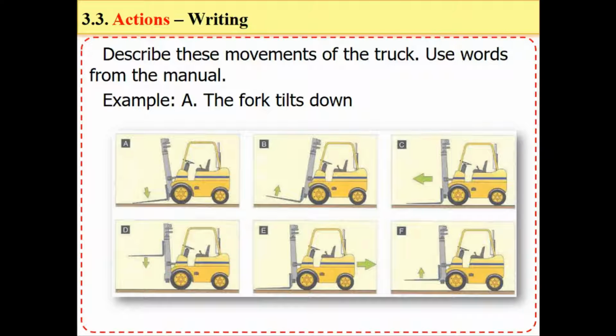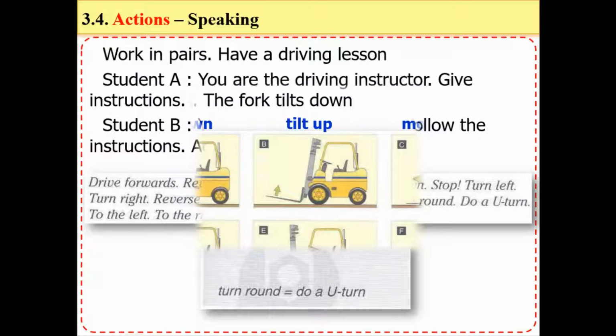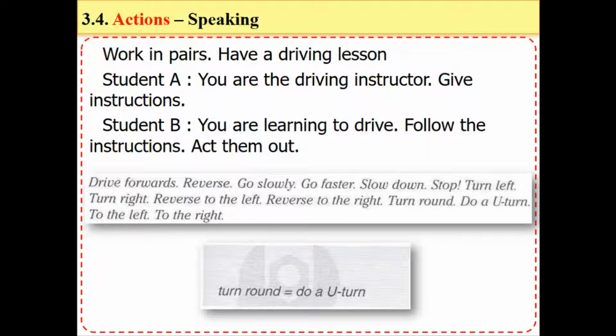And now writing. Describe the movement of the truck. Use the words from the manual. Example: A. The fork tilts down. The pictures: A. Tilt down. B. Tilt up. C. Move forwards. D. Move down. E. The truck reverses. F. Move up.